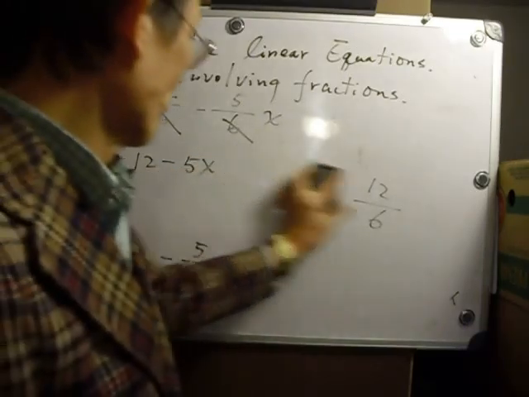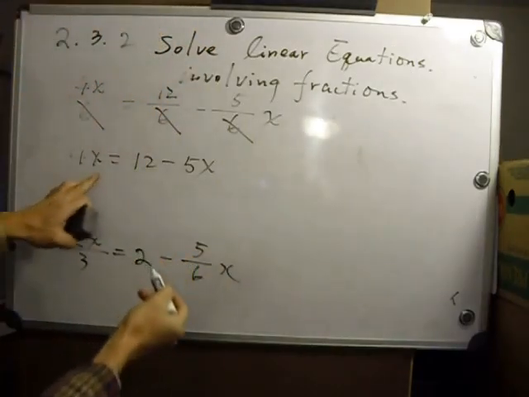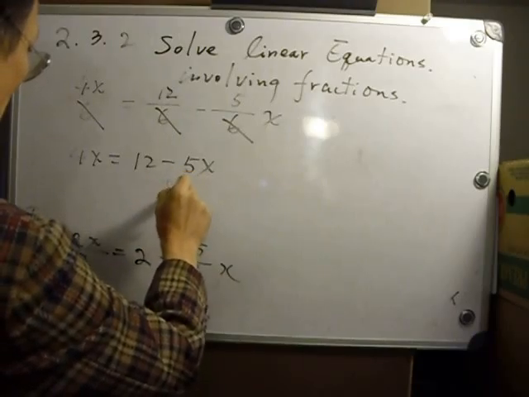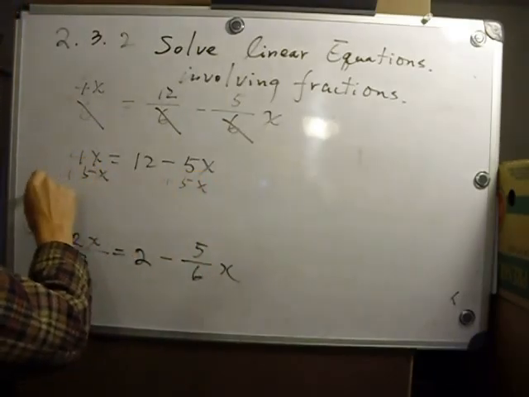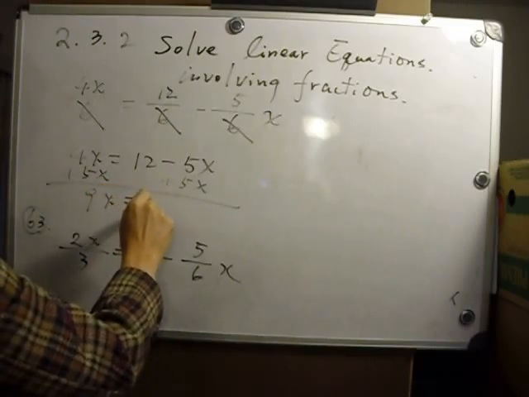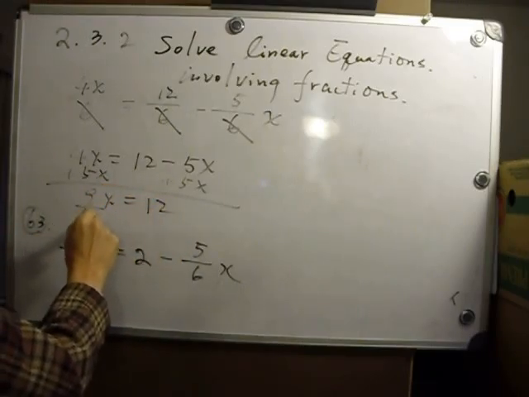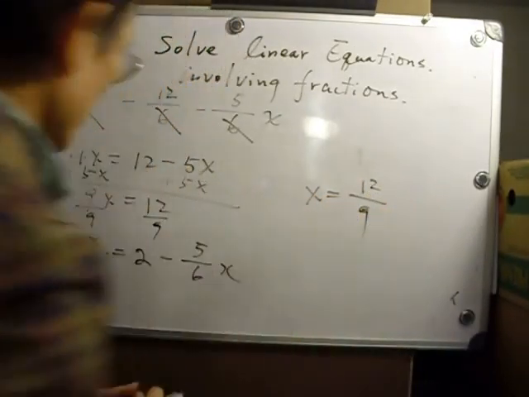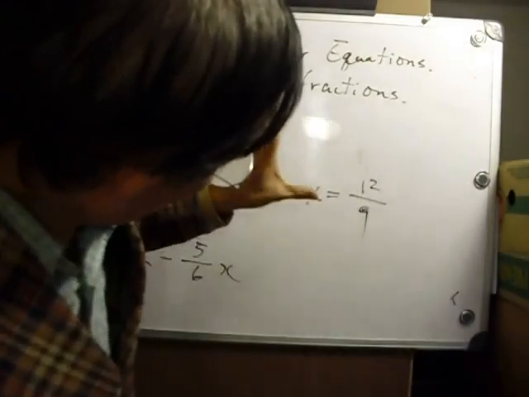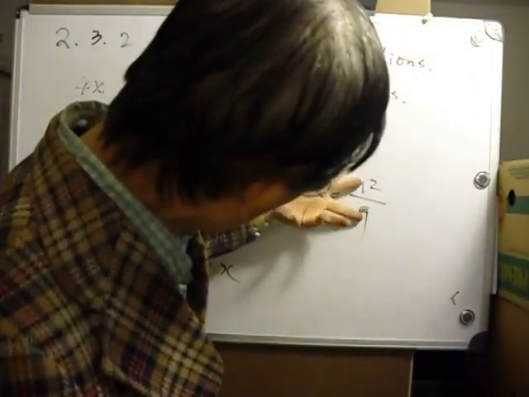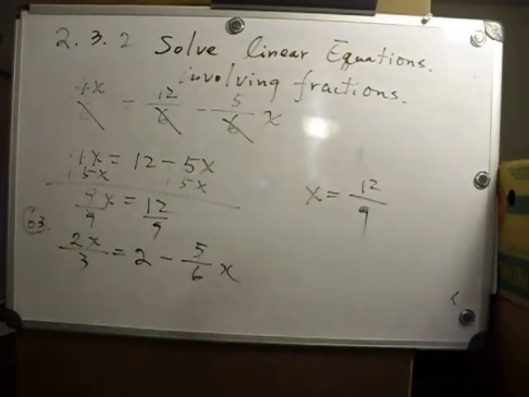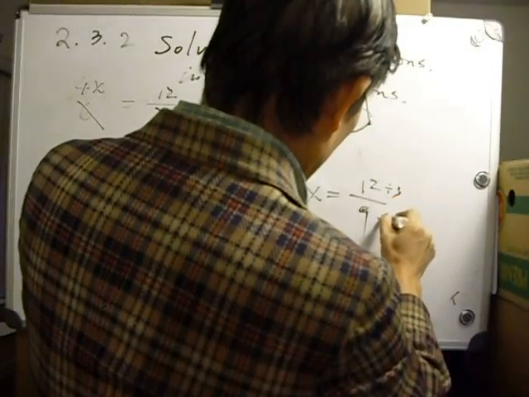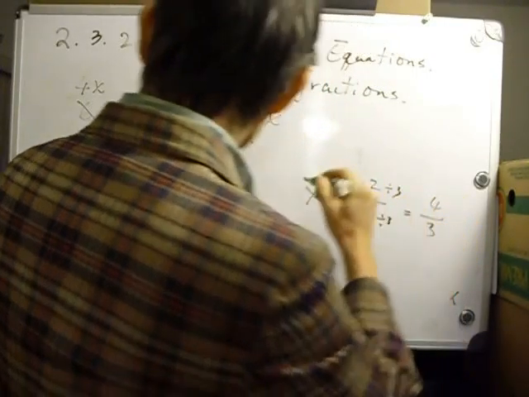Then we want to isolate the variable on one side, plus 5x, plus 5x. You get 9x equals 12. And then you divide by 9. So x equals 12 over 9. This is a fraction, but at the last step, you always check if there's anything you can reduce. In this case, it is reducible. So you divide by 3, you get 4 thirds. Okay?